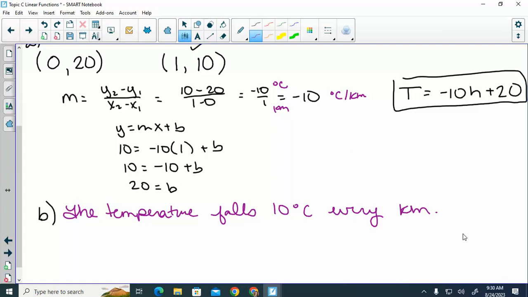So when you interpret your slope, I am expecting you to include the number, so the 10 better be in there, and I'm expecting some units. Don't just tell me it's -10. Okay, what does that -10 mean? Each kilometer we go up, the temperature will fall another 10 degrees.